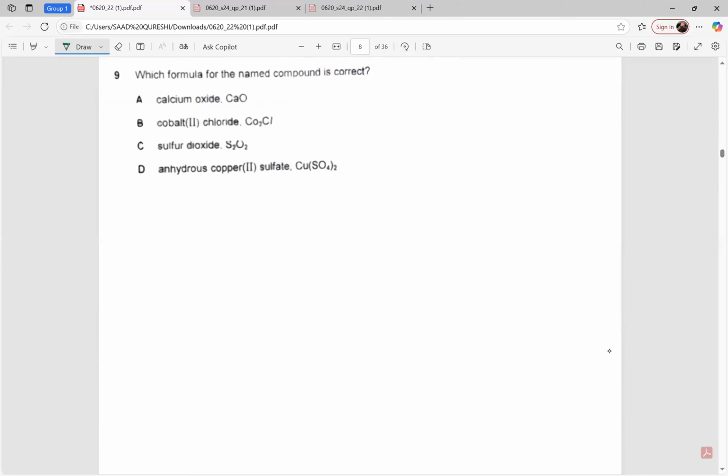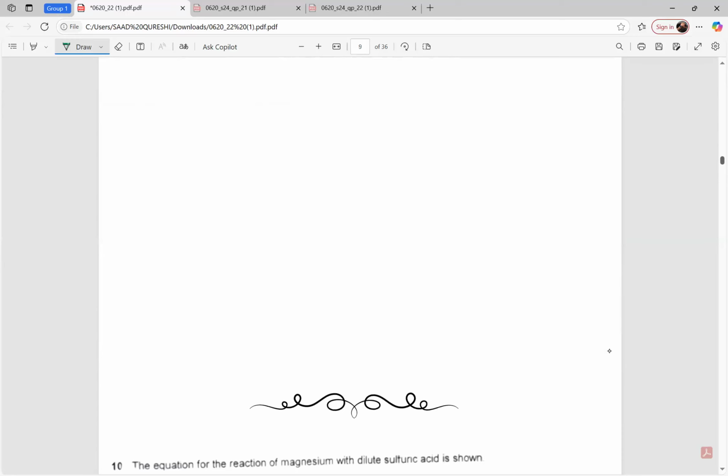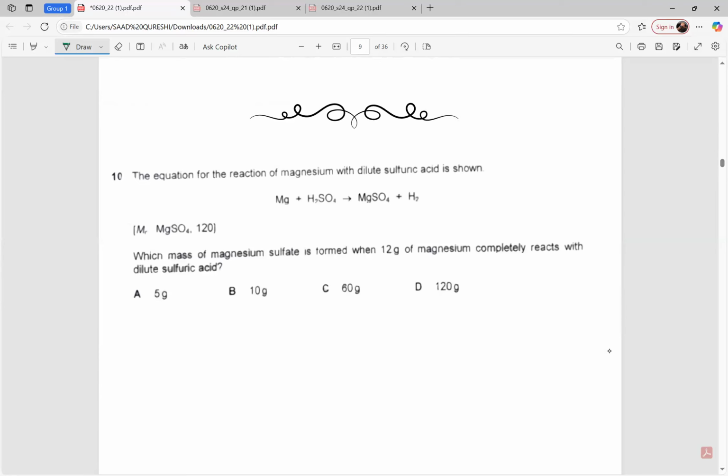Which formula for the named compound is correct? Calcium oxide. The equation for the reaction of magnesium with sulfuric acid is shown. Which mass of magnesium sulfate is formed when 12 grams of magnesium completely reacts with sulfuric acid? So here they're asking us the mass of magnesium sulfate. The mass of magnesium sulfate is unknown and the mass of magnesium is given, which is 12 grams.